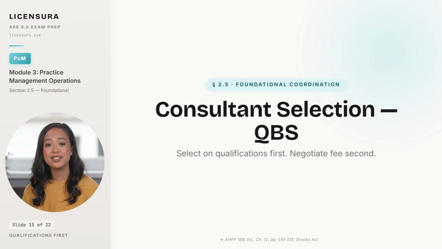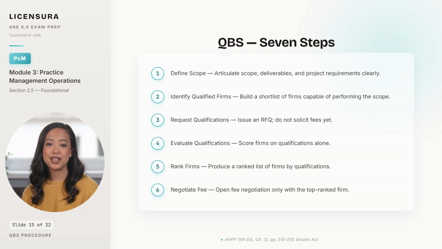QBS itself runs as a 7-step procurement procedure. Step 1 defines the scope clearly. Firms cannot demonstrate fit against a scope that hasn't been articulated. Step 2 builds the shortlist. Firms capable of performing the scope are identified based on portfolio, references, and prior relationships. Step 3 issues a request for qualifications, an RFQ, soliciting experience, team composition, methodology, and references, but not fees. Asking for fees here contaminates the qualifications evaluation because reviewers cannot unsee them.